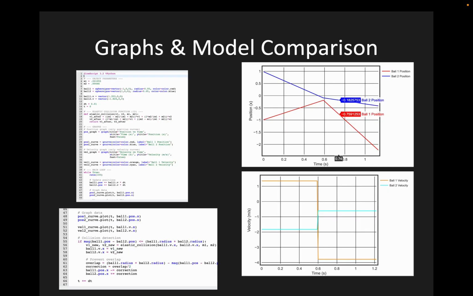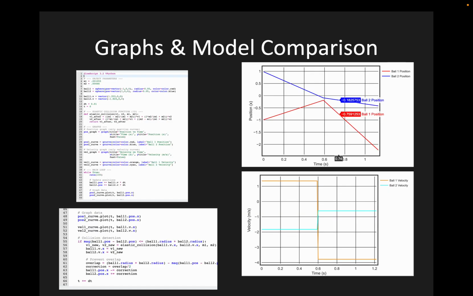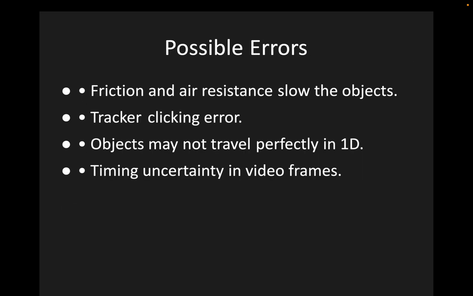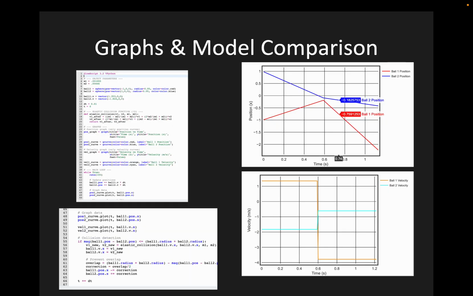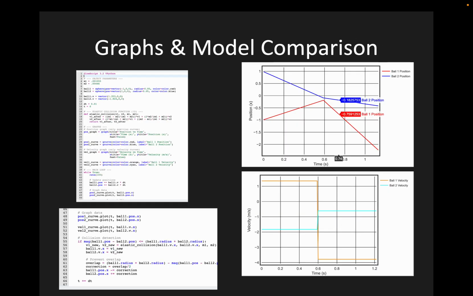Possible errors for this not matching this graph is friction. So this one slows down because the position flattens out. This one does not. The position keeps on going because in my model I didn't include friction, so it would constantly keep on going even after collision. And then air resistance that slowed the object. There are also probably clicking errors, objects may not travel perfectly in one dimension, and timing uncertainty in video frames, just human error, stuff like that.